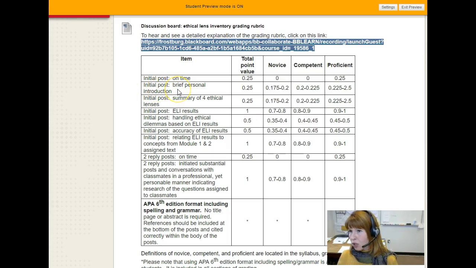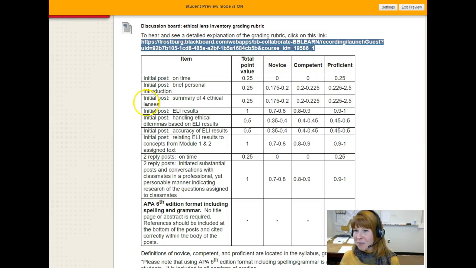In your initial post, you must also provide a brief personal introduction. Brief does not mean a dissertation, just a paragraph will do, but it has to be more than a sentence. So brief introduction about who you are, maybe a little bit about your professional experience, maybe a little bit of personal information if you care to choose. And that is worth a total of 0.25. This is incorrect, 0.25, so a 1/4 of 1 point. So make sure you make it thorough, but don't provide a dissertation.